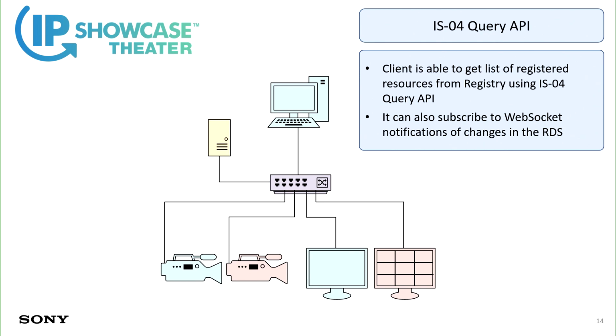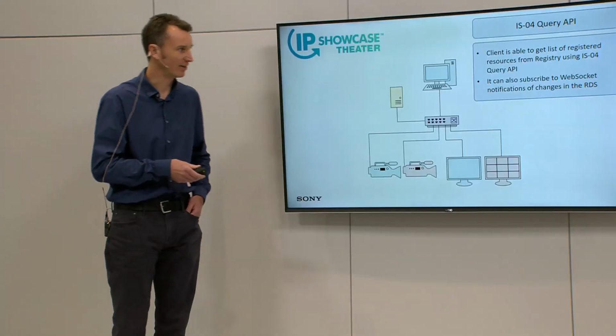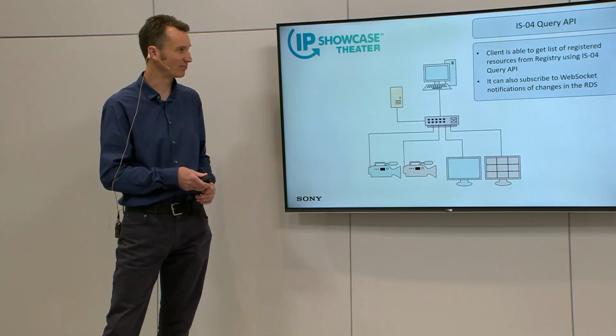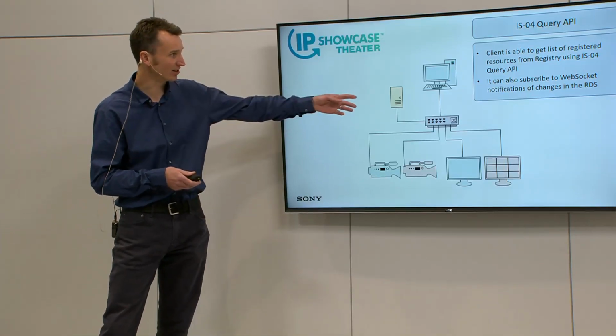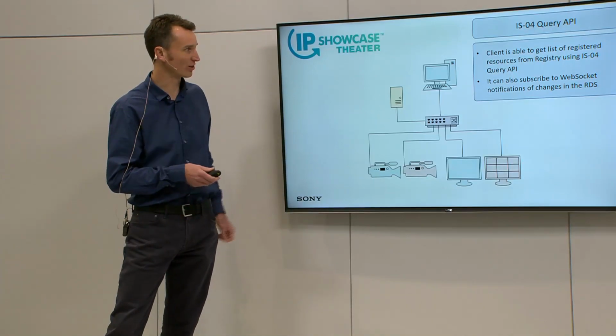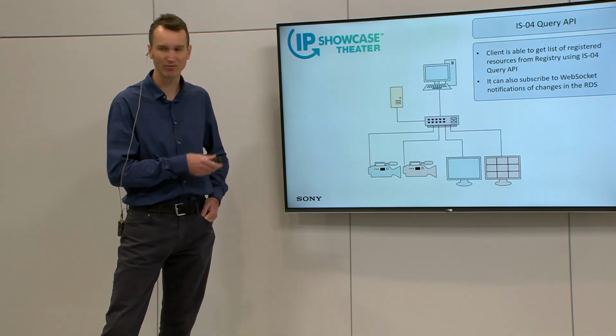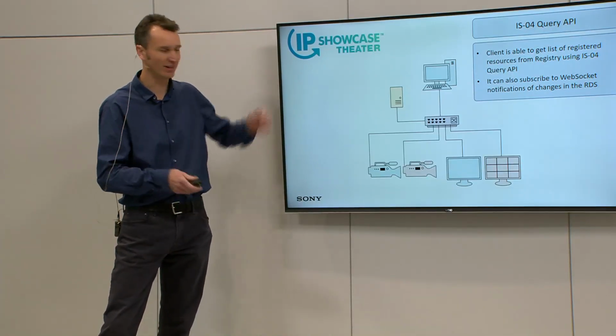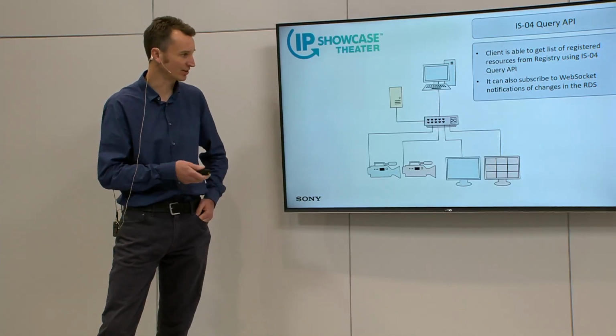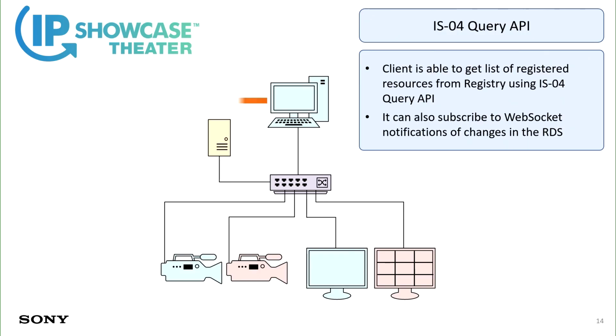A feature of the query API is that rather than having to poll the registry all the time to get an updated list of resources, you can subscribe to WebSocket notifications of changes in the RDS. So this is a well-known IT protocol, and every time something changes on the RDS, over the query API, the client will be made aware of that, and it can have a constantly updated list of resources. And that's just the query API polling the registry for its initial list there.